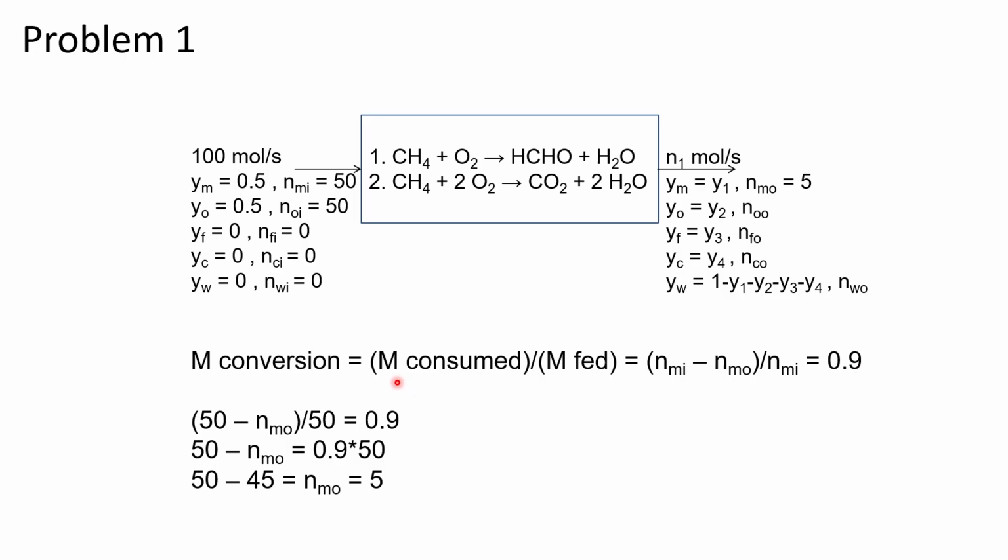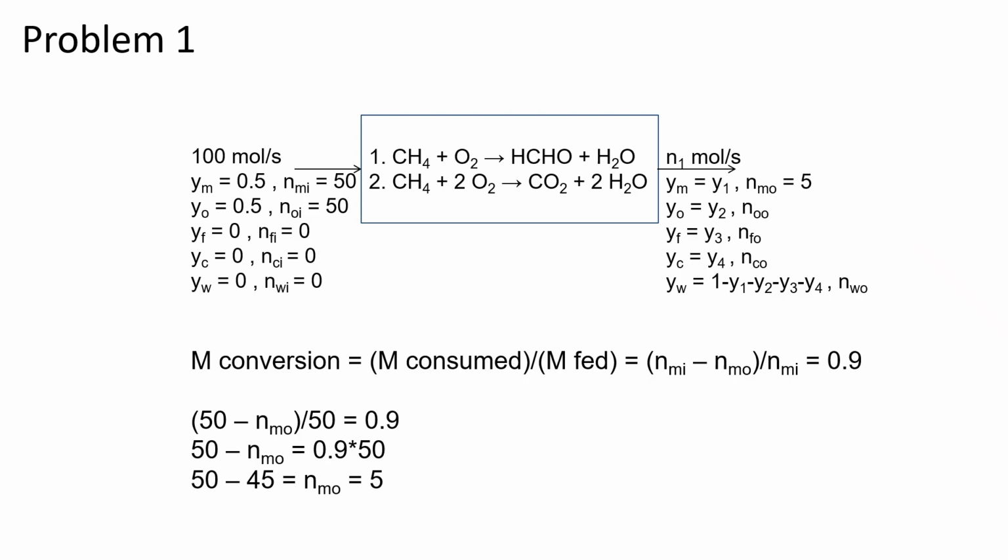Conversion is defined to be the amount of methane consumed divided by the amount of methane fed. We can calculate the methane consumed by taking the difference between the methane in and the methane out. Methane in minus methane out is the amount that was consumed. We'll divide that by the methane that was fed. So if we plug in, we know that the methane in is equal to 50. Subtract off the methane out. Take that difference and divide by 50. Set that equal to 0.9. A little bit of algebra allows you to solve for the methane out. The methane out is 5. So we can add that here then to our stream, the information for that stream coming out.